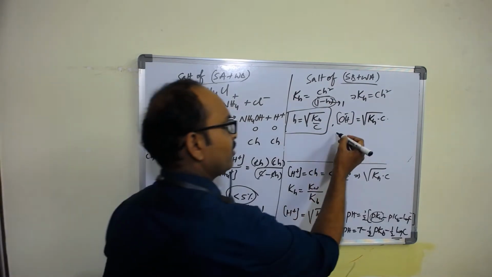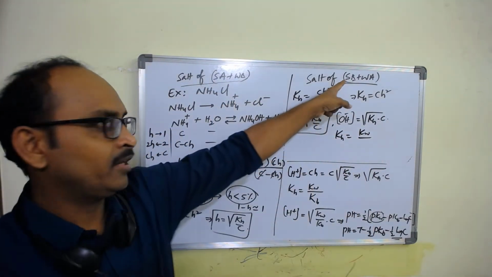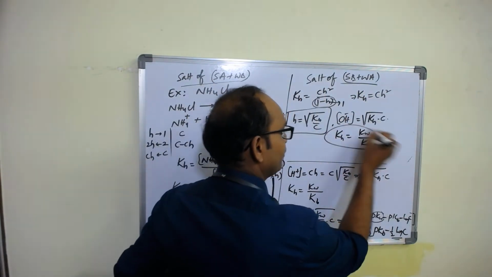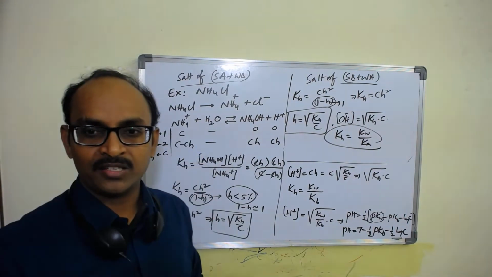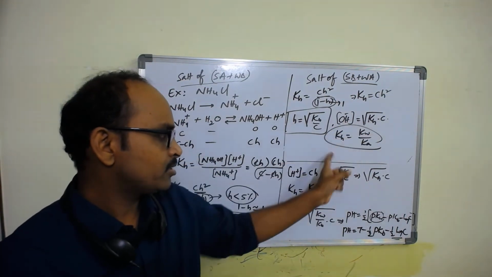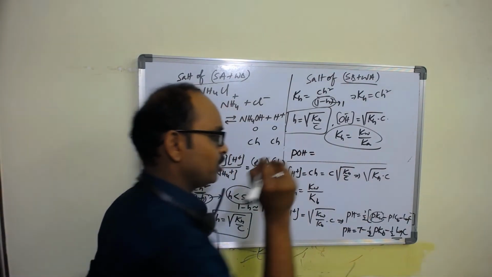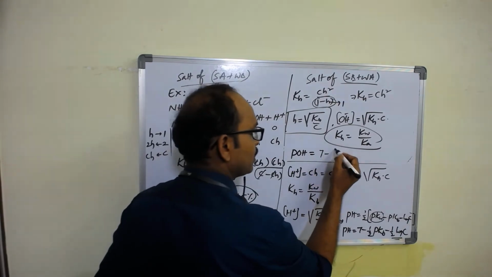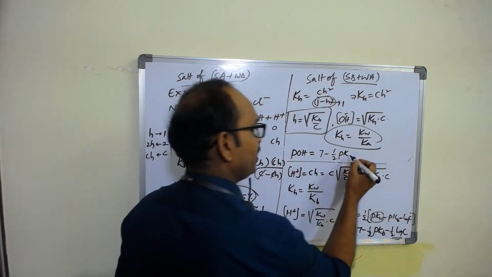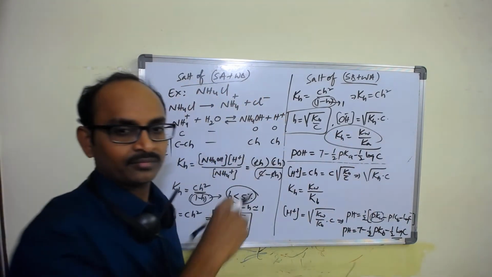Then what will come for KH then? KW by, what is the weak substance here? Acid is weak, no? So Ka will come. So KW by Ka will be the expression for KH. And if I substitute everything in this one, you get for OH minus, and if you apply, the pOH formula will come. pOH is equal to 7 minus half pKa. What will come? A or B? Ka. So pKa minus half log C.